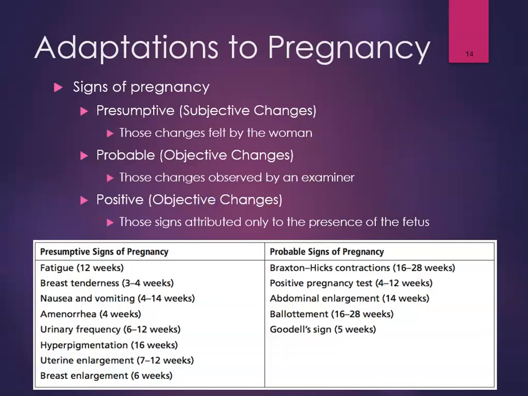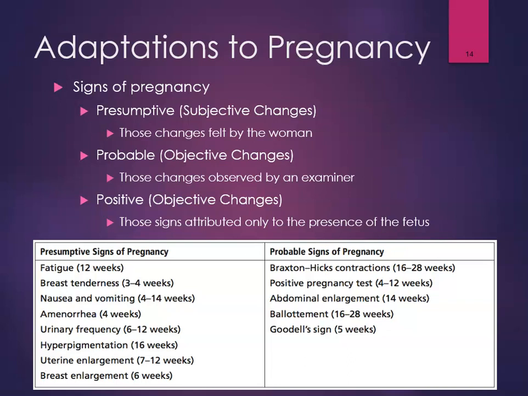So like I mentioned, we'll talk about the signs of pregnancy. They are subdivided into 3 different types. And yes, you need to know what the different types are. So there's presumptive, there's probable, and there is positive. Presumptive is subjective changes. The definition is these are things that are felt by the woman. So in that first column you see down on your left, those are some presumptive signs you may see. Think of these as things that are more vague. Thinking about them, they may indicate pregnancy.